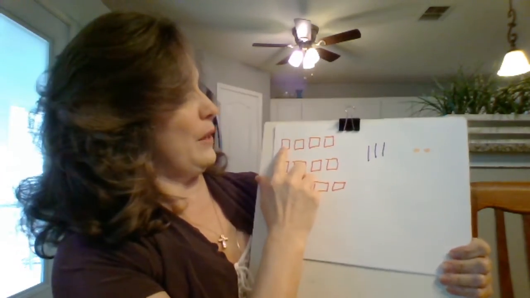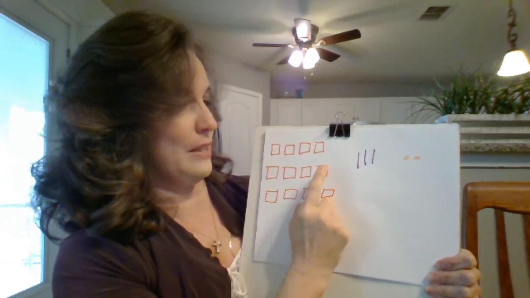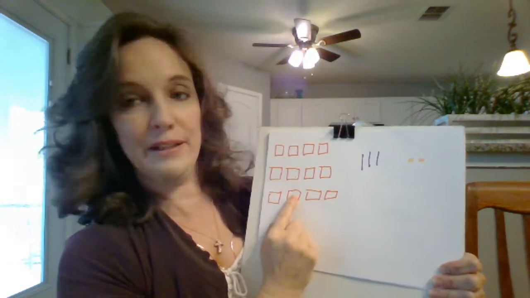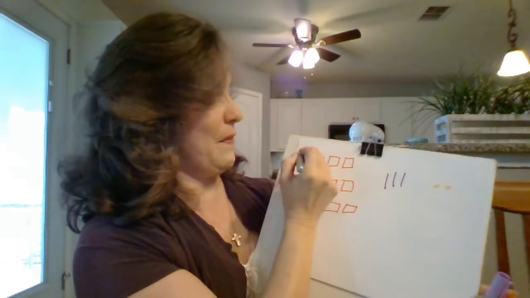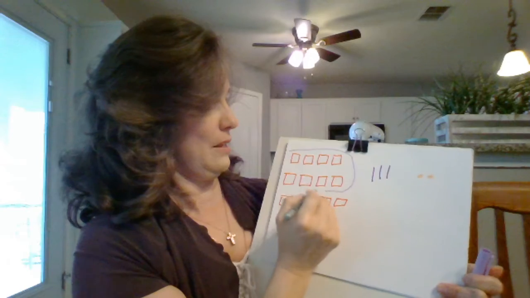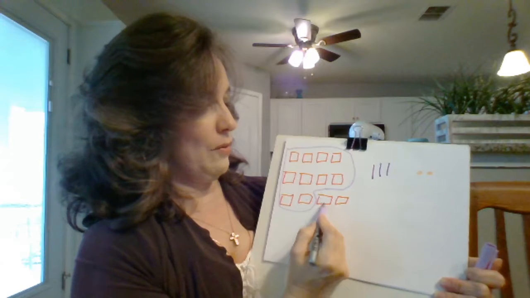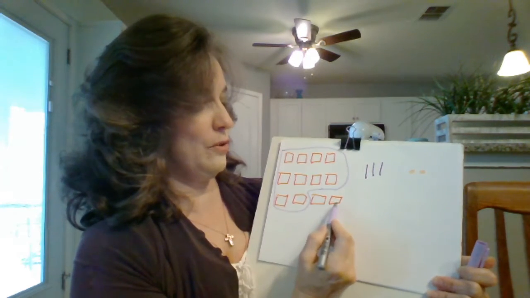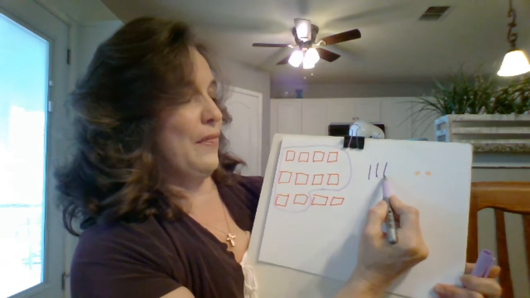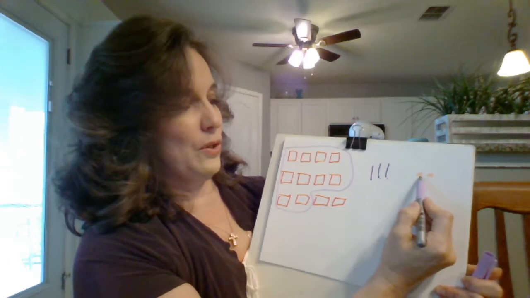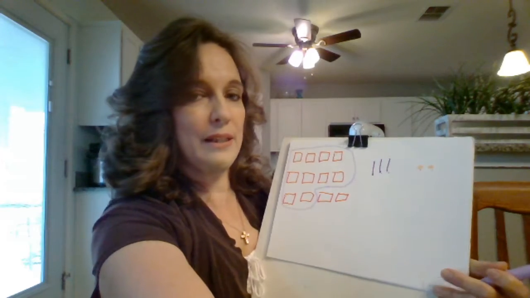Let's count. 100, 200, 300, 400, 500, 600, 700, 800, 900, 1,000. We've got 10 of them. What do 10 hundreds make? They make 1,000. So we're going to circle that. That's 1,000. Now I've got 100, 200, so I've got 1,100, 1,200, 1,210, 1,220, 1,230, 1,231, 1,232.